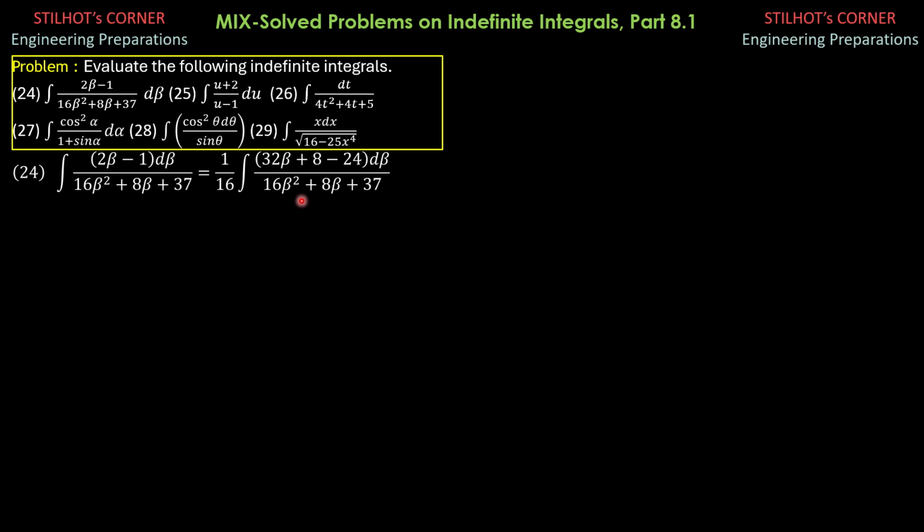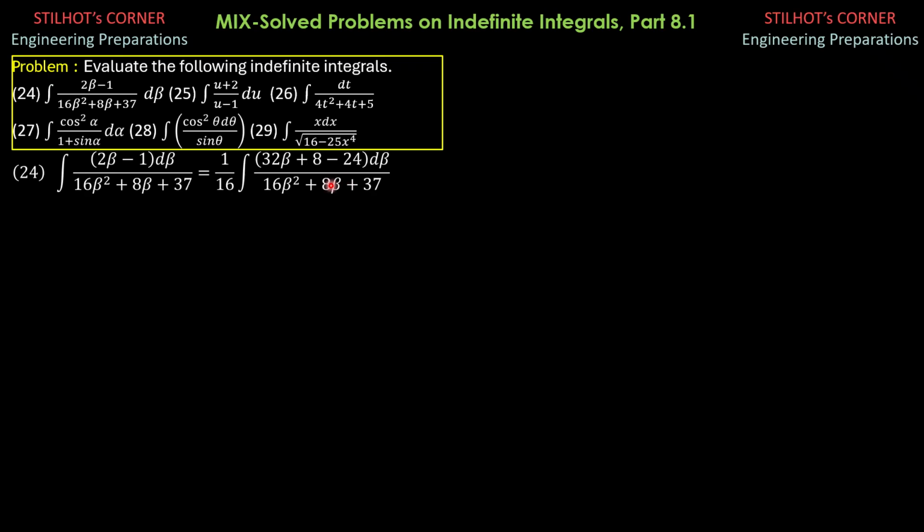Take note that the first term, (32 beta plus 8) times differential beta, is the differential of the denominator. And 1 over 16 times 32 beta becomes 2 beta, which is the original, plus 8 over 16, which is 1 half, then supposedly minus 3 halves to make it 2 beta minus 1. And negative 3 halves is represented by negative 24 over 16. If you distribute 1 over 16 to these terms, it will go back to that. So that is set up in order for us to evaluate the integral.